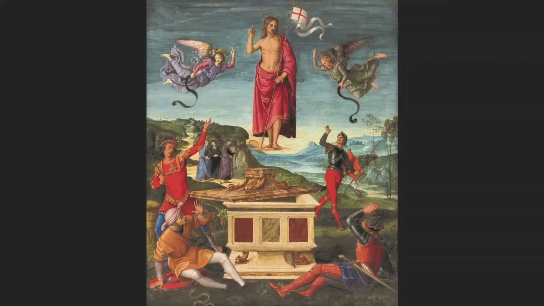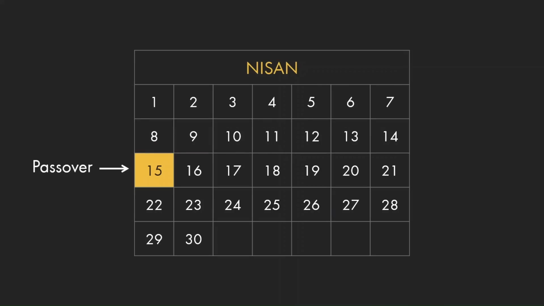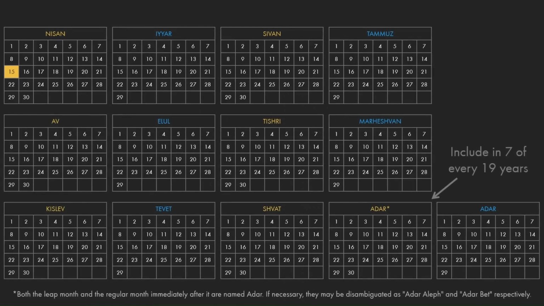The date of Easter is based on the date of the resurrection of Jesus according to the Bible, which is believed to have taken place on the Sunday after Passover. Passover happens on the 15th of Nisan, which is the first month of the year in the Hebrew calendar, and each Hebrew month begins with a new moon. The question then becomes, when exactly does Nisan start?